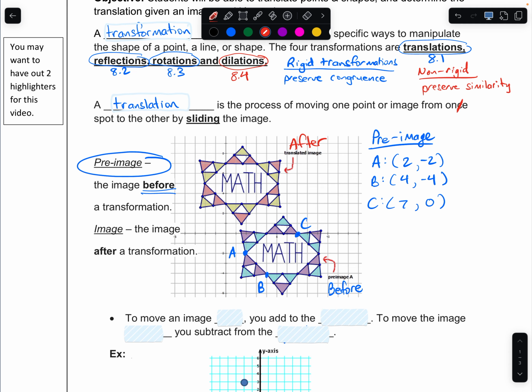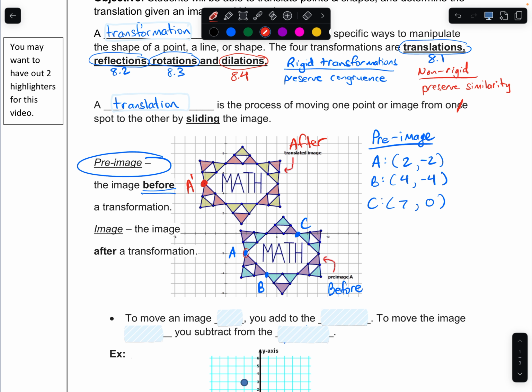What I want you to do now is look at the after image. Look at the resulting shape here and mark where is the matching point. Where does A get sent to? Hopefully you're looking at this point right here. When we slide the pre-image to the image, this point A is going to get sent right here.